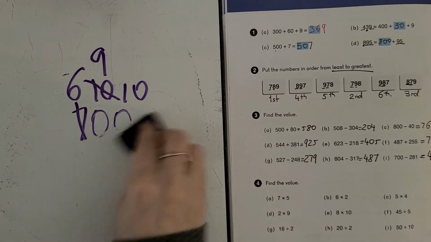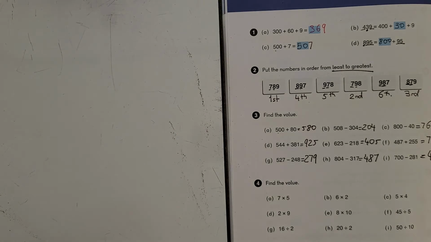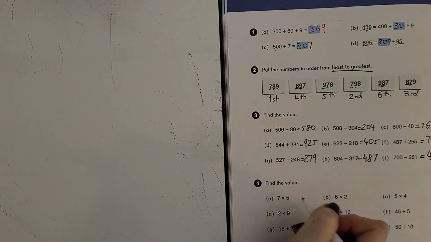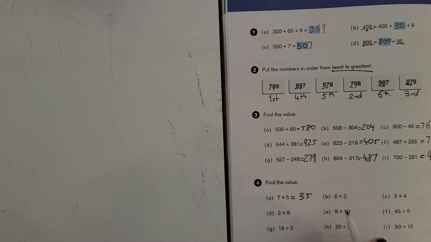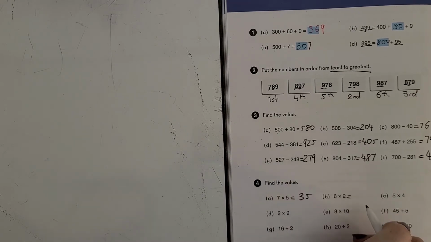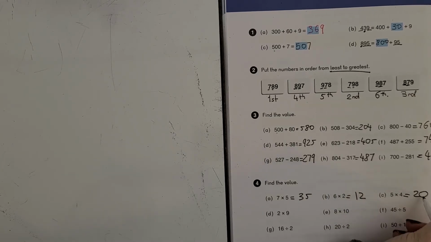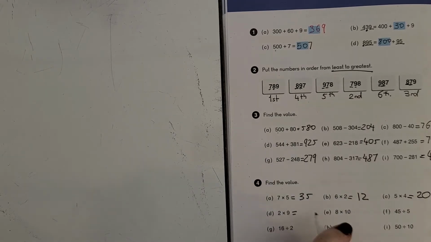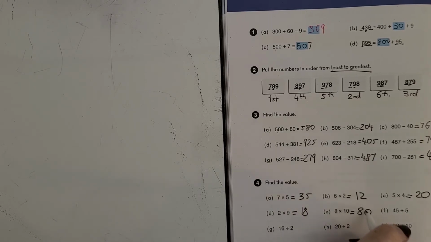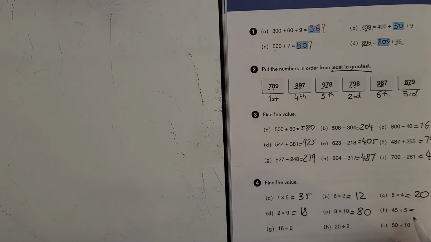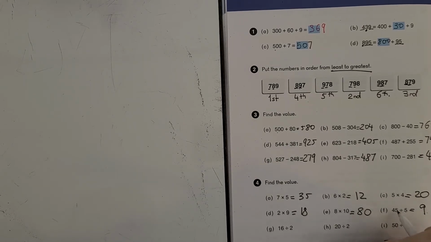Now we get to find the value from A to I in number 4. We're multiplying and dividing. 7 times 5, 35. 6 times 2, 12. 5 times 4, 20. 2 times 9, 18. 8 times 10, 80. 45 divided by 5, 9, because I know 5 times 9 is 45.